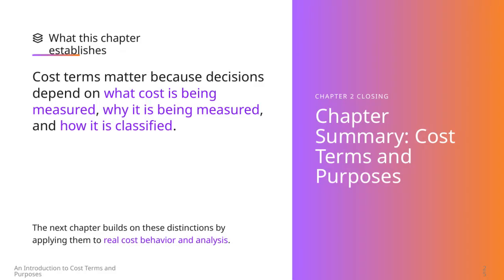To wrap up this chapter, we've established that understanding cost terms is crucial because the decisions we make rely heavily on knowing what cost we're measuring, why we're measuring it, and how it's classified. These distinctions form the foundation for everything that follows. In the next chapter, we'll take these concepts a step further by applying them to real-world cost behavior and analysis. So, keep in mind that a clear grasp of these cost terms and purposes is essential as we move forward. This concludes Chapter 2, our introduction to cost terms and purposes.